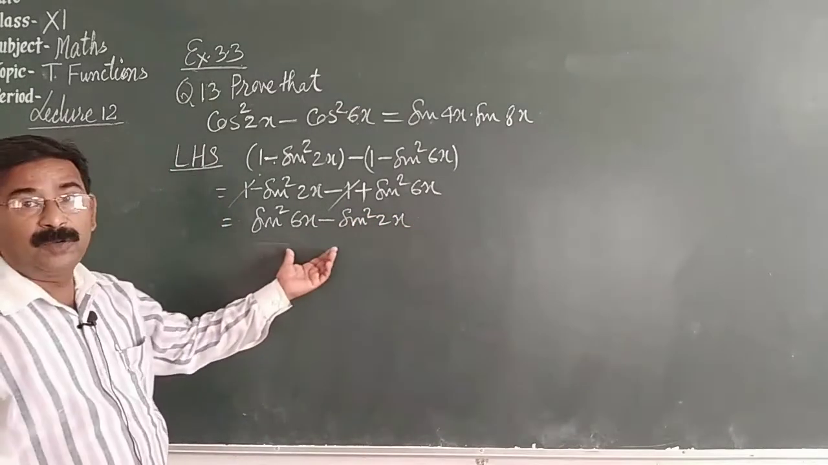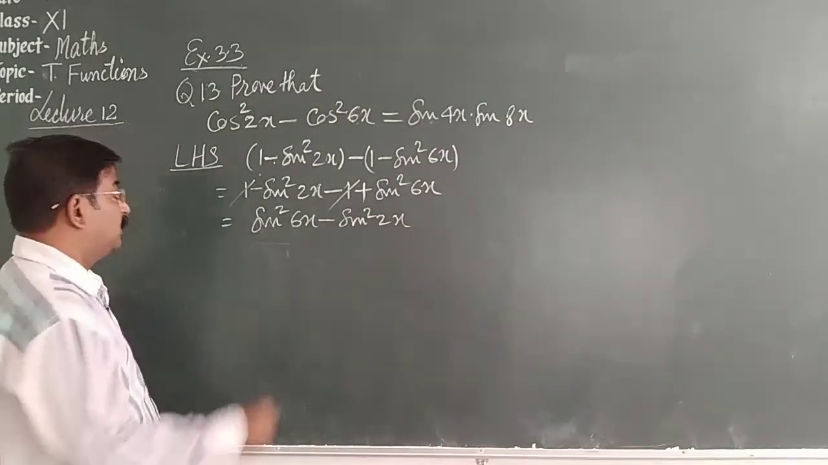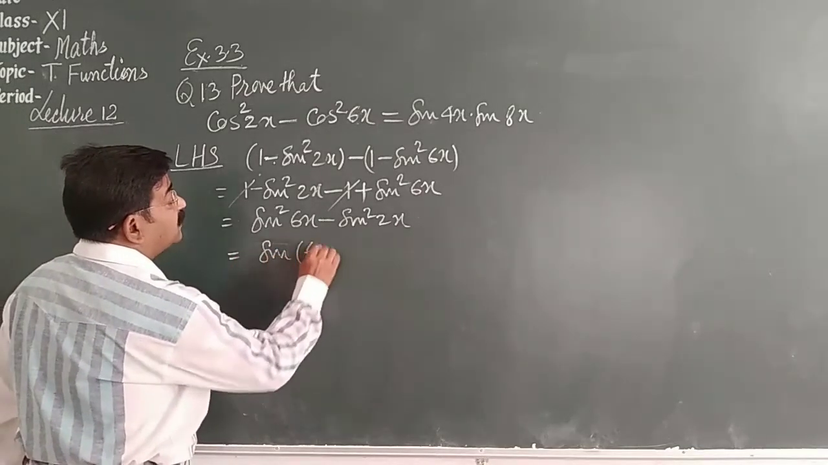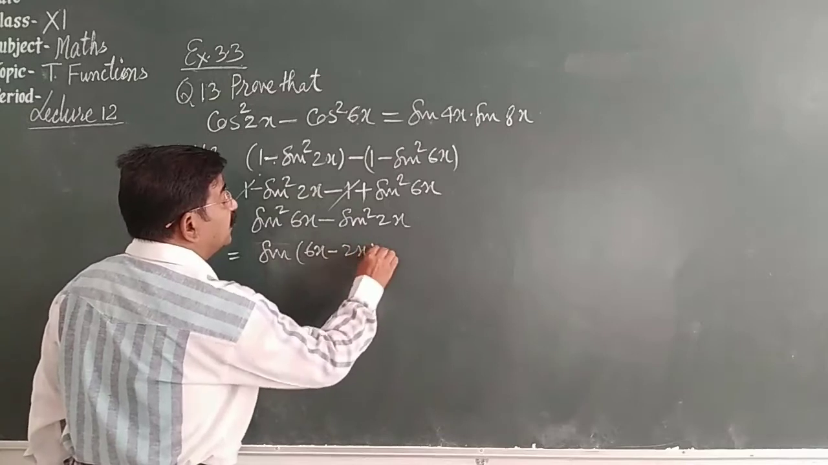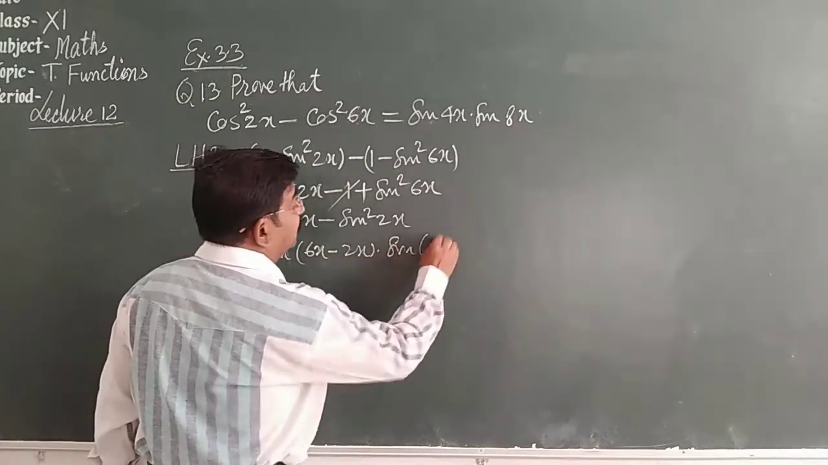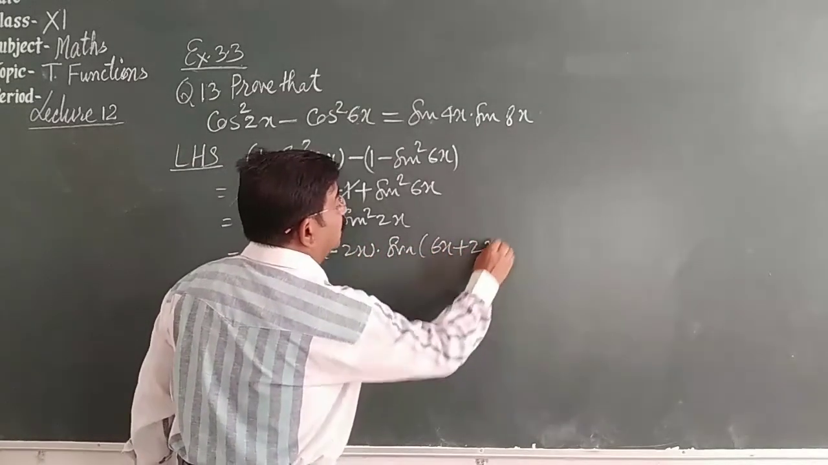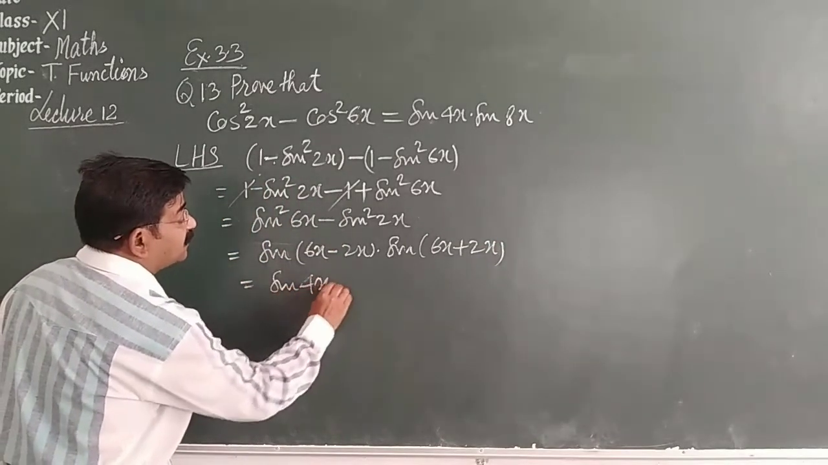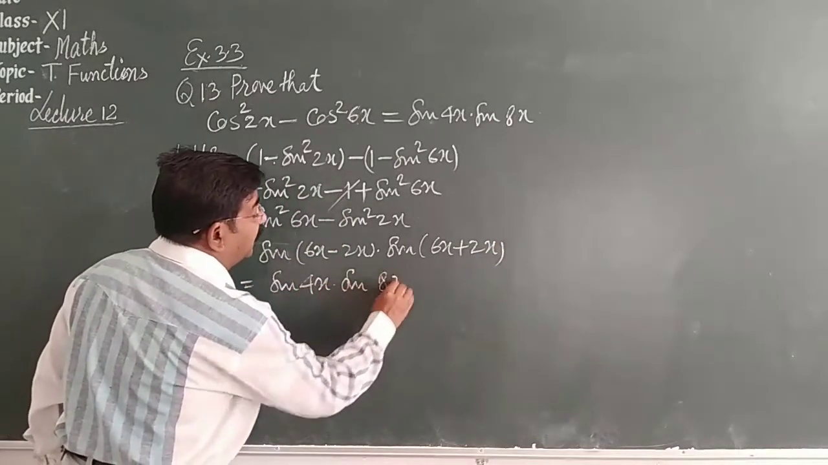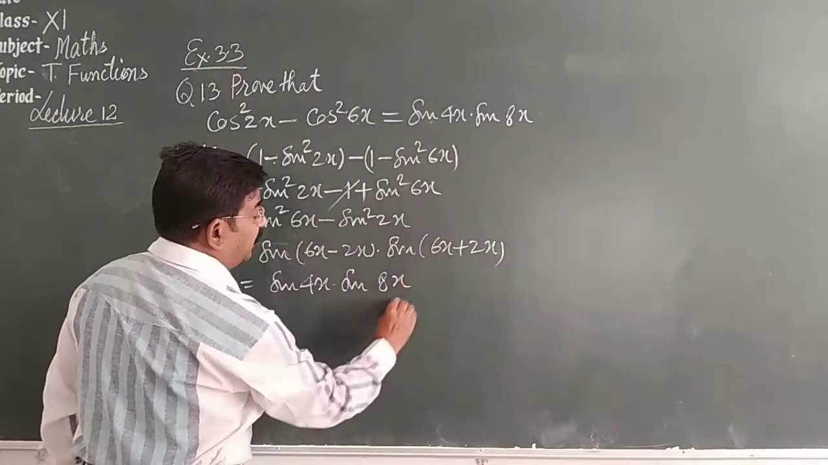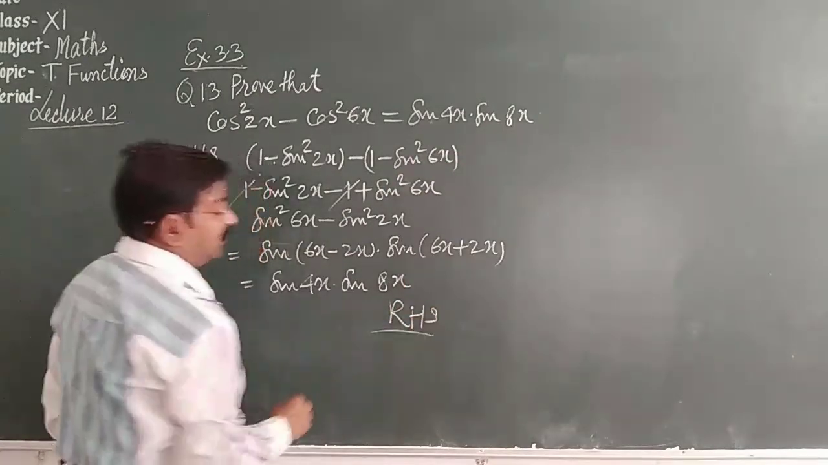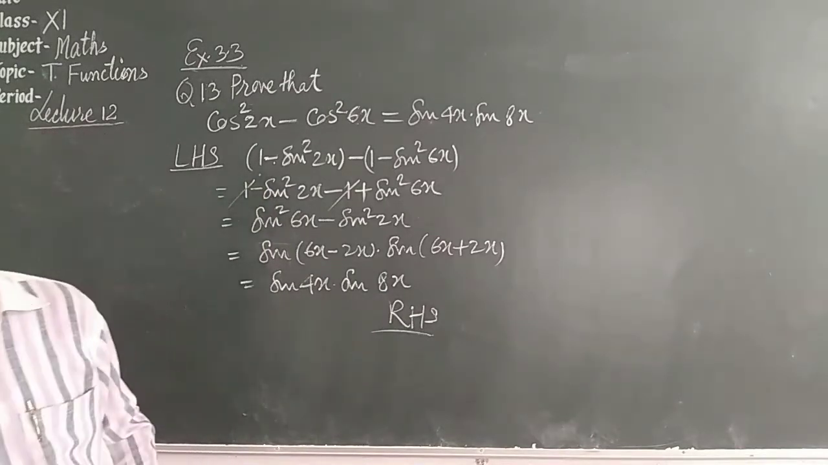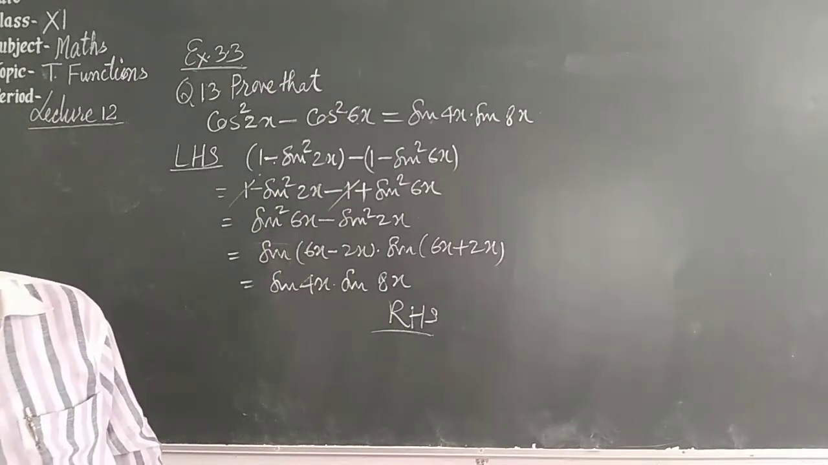Now again this is the formula of sin square a minus sin square b. So we can use sin 6x minus 2x into sin 6x plus 2x. So we have sin 4x into sin 8x. This is given in right hand side. So this is your right hand side. Got it? Very simple question. Just you have to recall the formula and apply it.